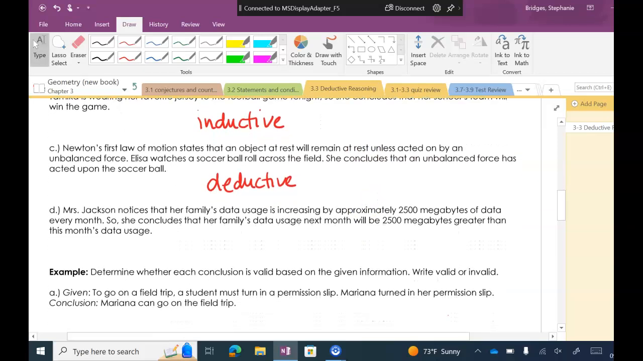All right, go ahead and try that last one, D. Inductive or deductive? Take a minute, read over it. Observations and patterns, rules, facts, definitions. That's the difference.